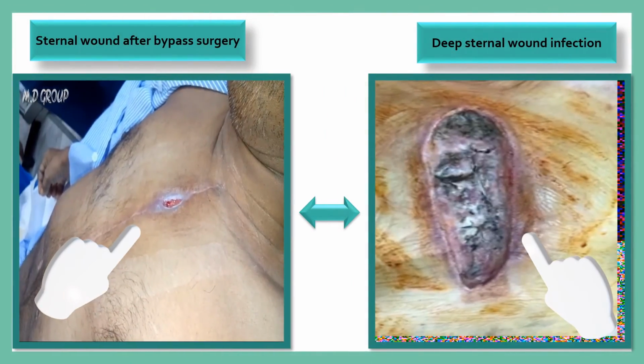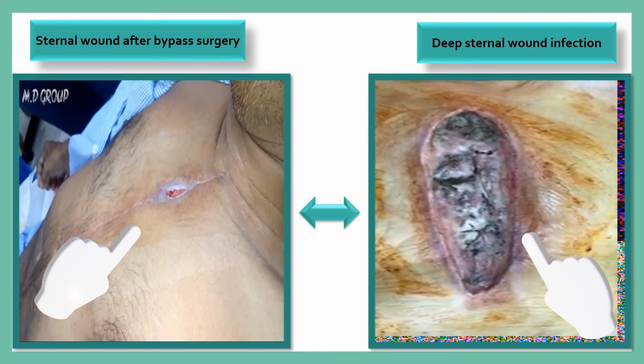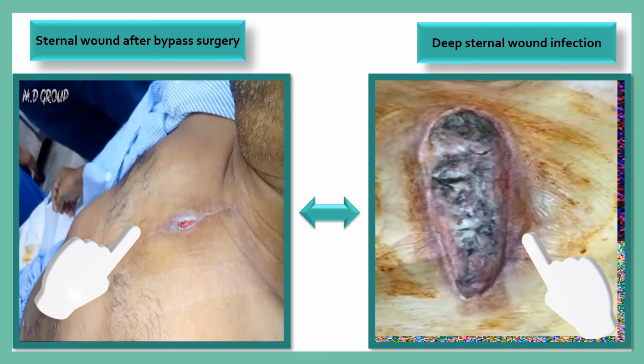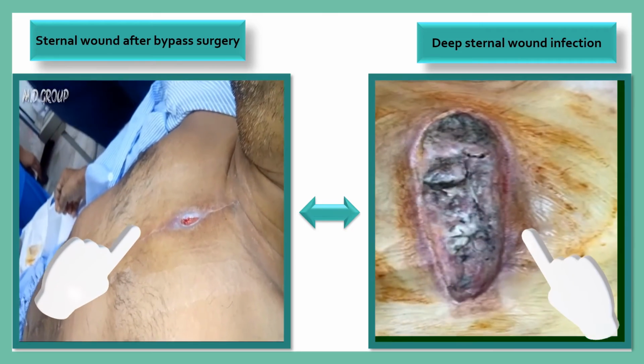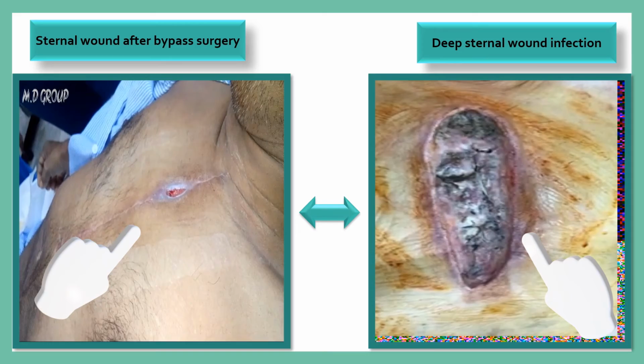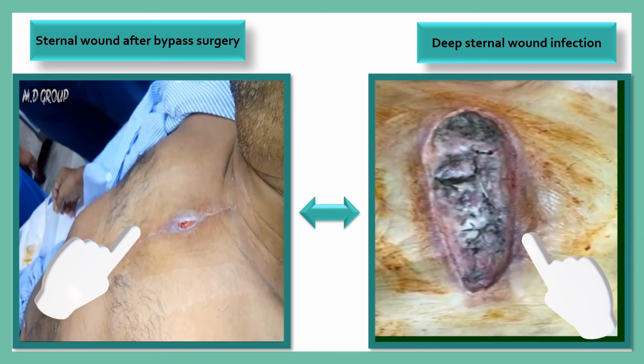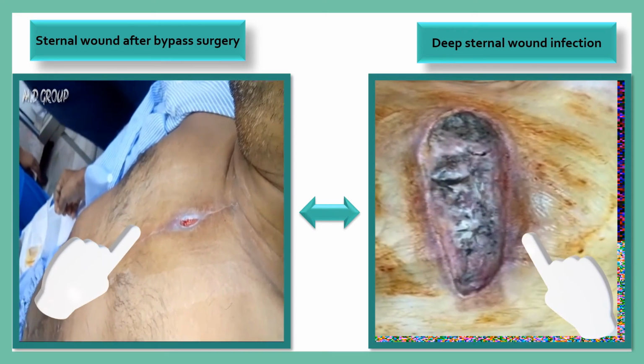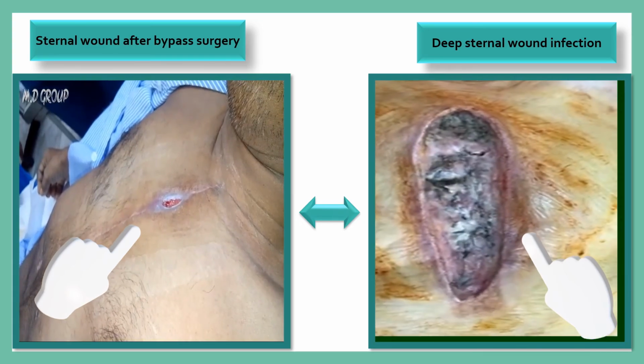In this part, it shows the sternal wound after bypass surgery on the left side, while on the right side, it shows the deep sternal wound infection. Chronic wounds are complex and often do not heal according to the phases of wound healing.